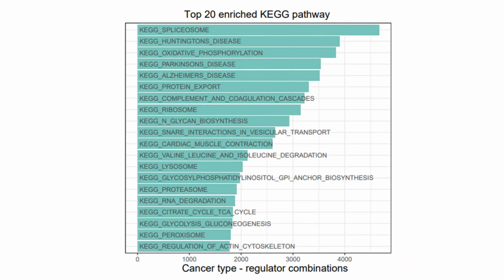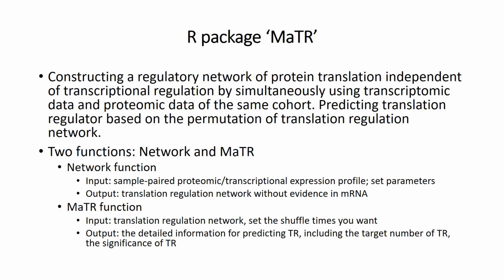Next, we performed functional enrichment analysis and found that the spliceosome pathway is the top pathway regulated by translation regulators in cancer. Lastly, we wrapped our computational pipeline for predicting translation regulators into an R package. Users can easily predict translation regulators based on their own sample-paired protein and mRNA expression profiles by using two functions, network and MATR. That's all.